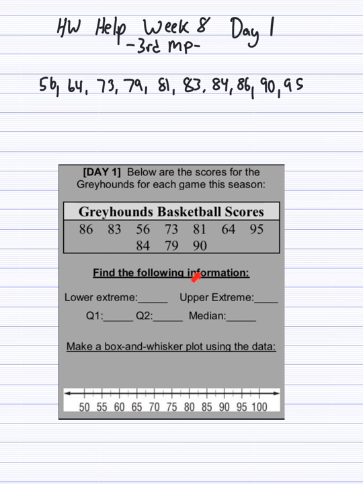Now it says find the following information: lower extreme, upper extreme, Q1, Q2 median, and make a box and whisker plot. So these 5 things are what we use to make a box and whisker plot. So stick with me and do this one here. First off, let's start with the lower extreme and the upper extreme, which are fancy names for the smallest number, which is 56, and the largest number, which is 95. Okay, that part's easy, right?